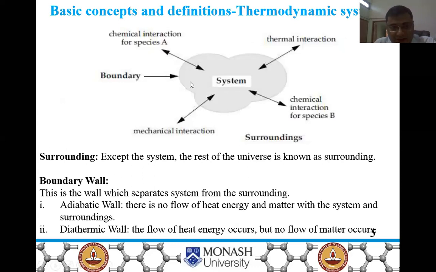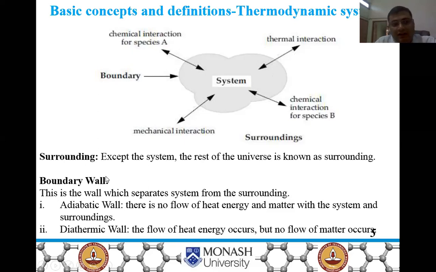As we can see in this figure, this is a system, and it is separated from the surrounding by a boundary. Let's say there are two species in the system, A and B, so chemical interaction for species A can occur with the surrounding. Similarly, chemical interaction for species B can occur with the surrounding, and there could be thermal interaction, that means heat transfer is possible between system and surrounding. This is the boundary, and there could be mechanical interaction also.